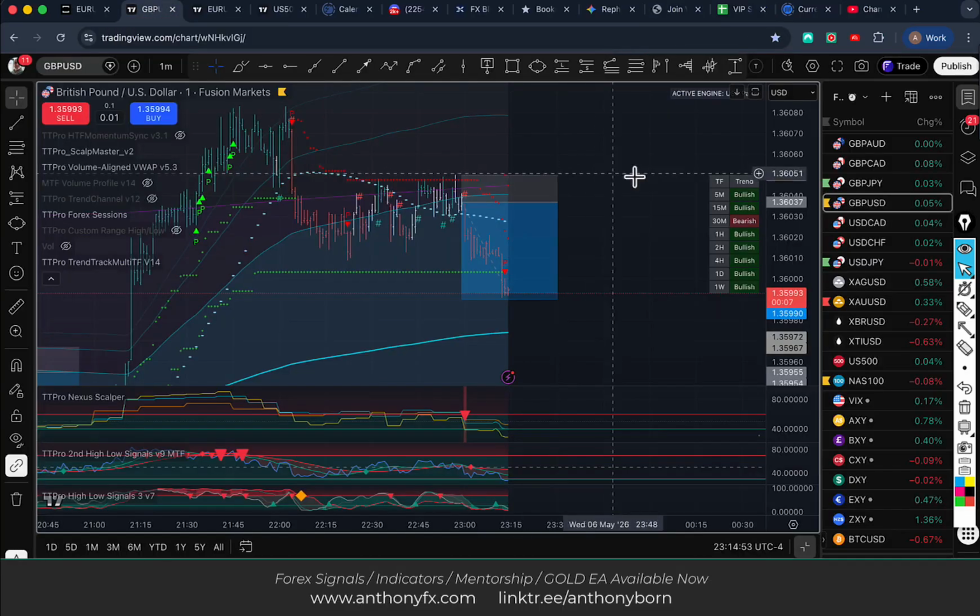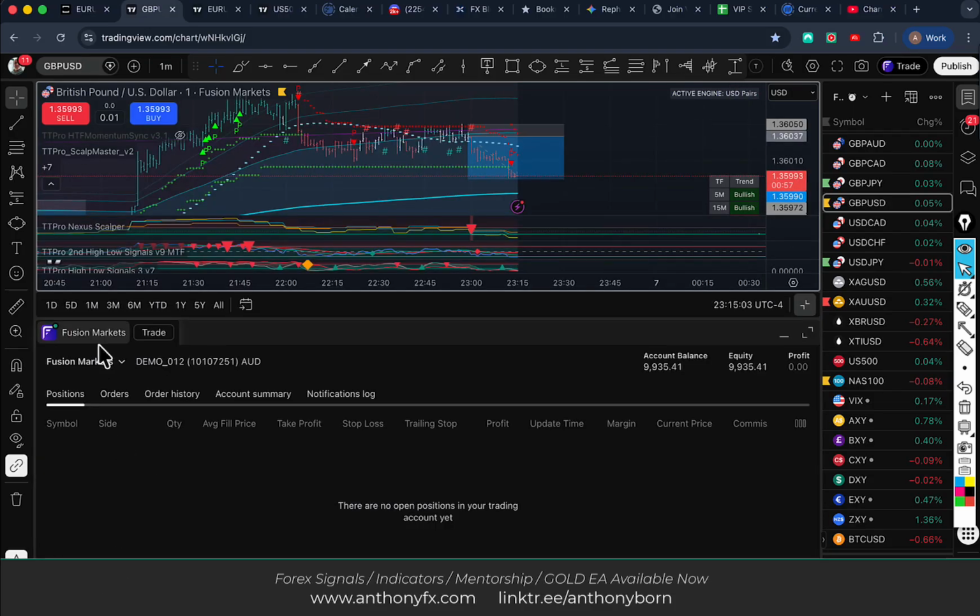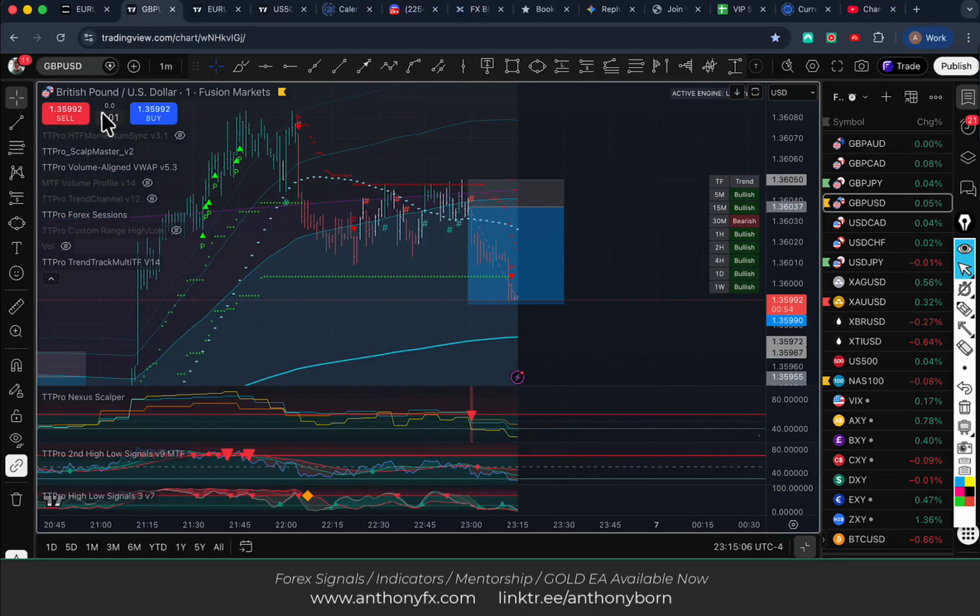Make some money. And I'm going to suggest you set up with maybe Fusion Markets or another zero spread account. Connect it in TradingView here. And set this up and start with 0.01 lots.